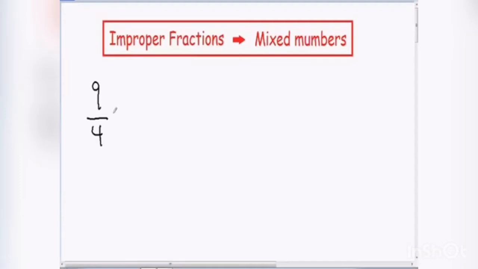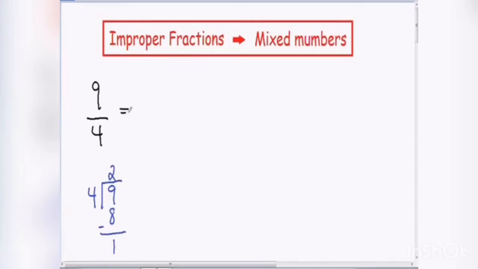So what I'm going to do is, since 9 is being divided by 4, I'm going to use long division and divide 9 by 4. So now we have to see how many times 4 goes into 9. We know 4 goes into 9 at least 2 times. And if you multiply 2 times 4, 2 times 4 is 8. And if we subtract 9 minus 8, we get a remainder of 1.